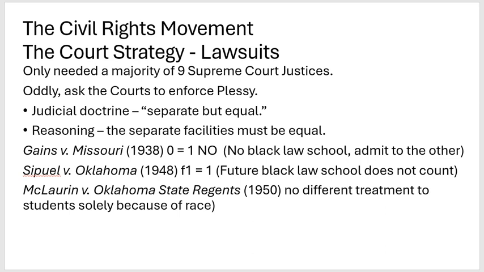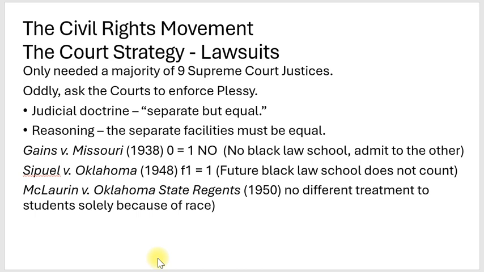So in Gaines versus Missouri in 1938, the Black Civil Rights Movement goes to the Supreme Court and asks them a very simple question. In Missouri, there was no black law school, but there was a white law school. Remember, the facilities had to be separate but equal. And there just wasn't a black law school. So a black man tries to get into a white law school, and he's told no.